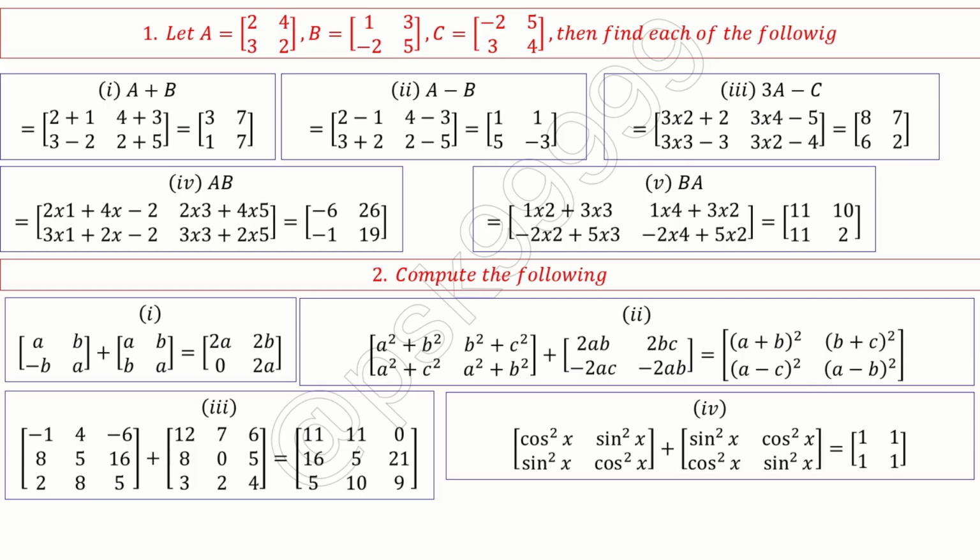Okay, this is trigonometric; each element is a trigonometric function and you can do the addition. Cos square x plus sin square x, which we know is 1. Sin square x plus cos square x is also 1. Sin square x plus cos square x is 1. Cos square x plus sin square x is also 1.